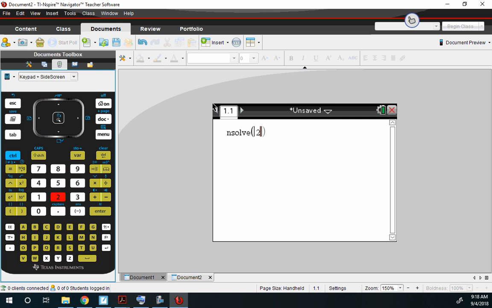So in the absolute value, I got 2 minus x. I'm going to arrow over, and then I want to set that equal to 7. So I got the absolute value of 2 minus x. And then I want to put a comma x after that.